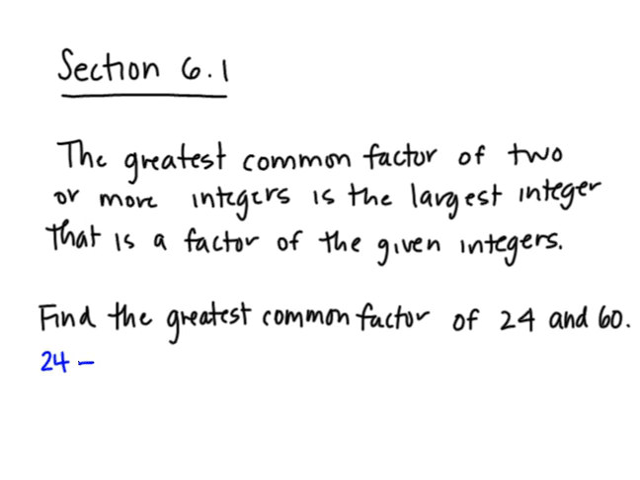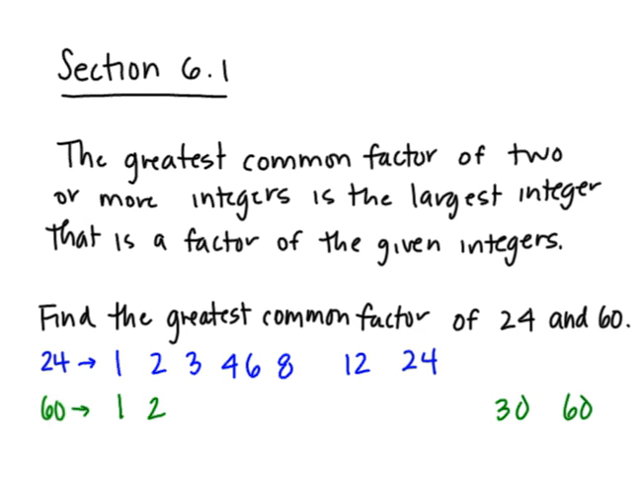So what we can do is start by listing all of the factors of 24, and they're easier to list in pairs. So you could say 1 times 24, 2 times 12, 3 times 8, and 4 times 6. And those are all of the factors of 24. You can also list all of the factors of 60. So the factors of 60 are 1 and 60, and 2 times 30, and 3 times 20, and 4 times 15, and 5 times 12, and 6 times 10.